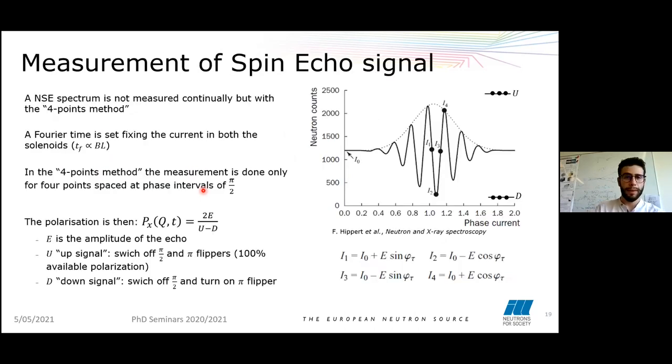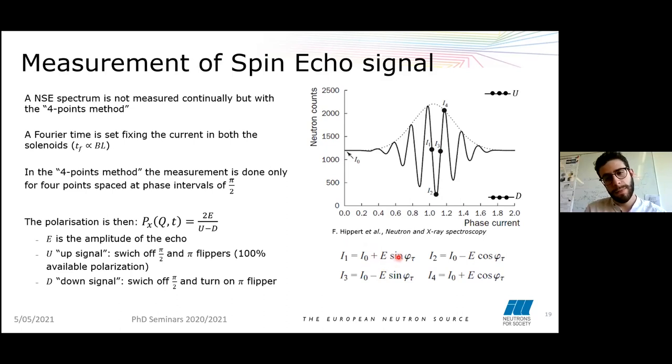What is measured at the spin echo? The neutron spin echo spectrum is not measured continuously, but with the first point method. So the Fourier time is set by fixing the current in both of the solenoids, and we scan the phase in an interval of pi alpha, selecting these four points. These four points are described by these equations, and we have the baseline and the echo amplitude.